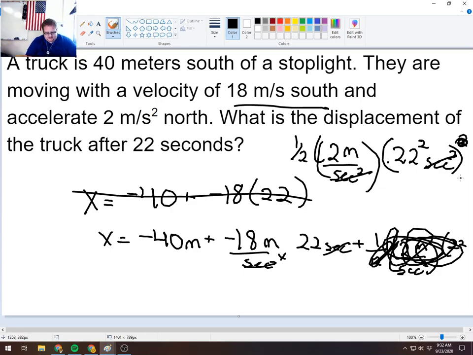All right, so when you put it all together, negative 40 plus negative 18 times 22 plus 0.5 times 2 times 22 squared. All right, and for my final answer, I get positive 48 meters, or you could just say 48 meters north. So again, this object ends up at 48 meters north after a total of 22 seconds.